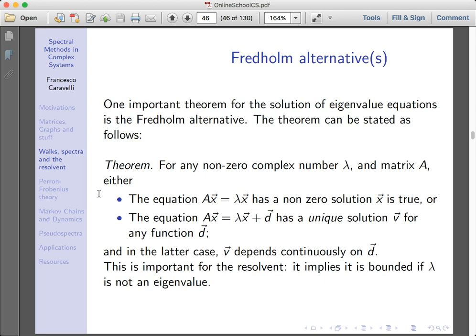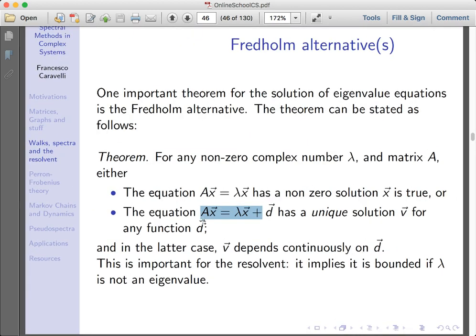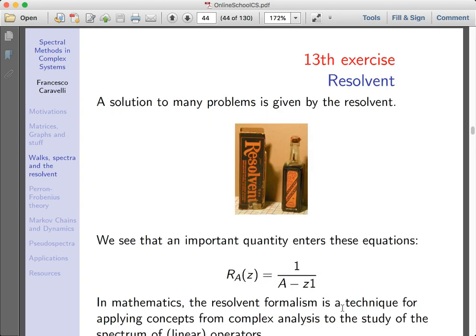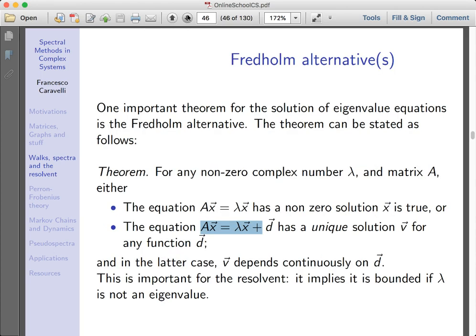And it gives you, it's a very important theorem in linear algebra. This shows that either you have a solution of the eigenvalue equation, or it must be true that the second equation here has a unique solution V, which is a smooth function of D. Rephrased, this implies that the only times in which the resolvent is zero is for the values of Z which are exactly the eigenvalues of the matrix A. So this is always bounded, unless you are at the points where the eigenvalues are present.